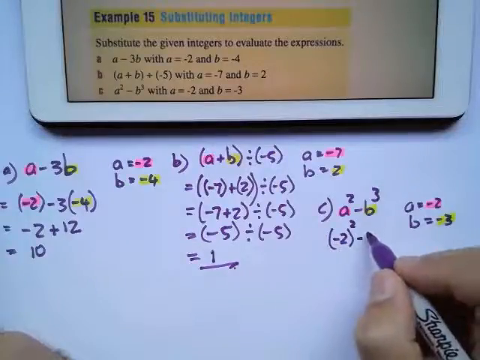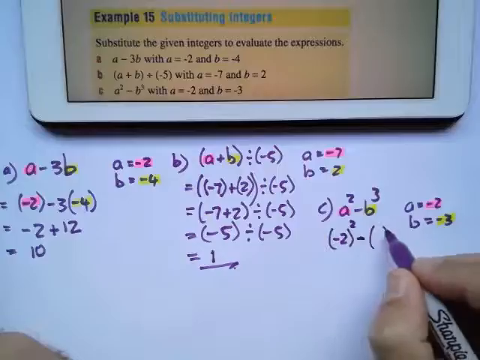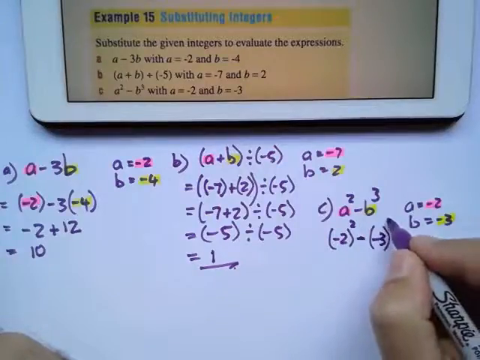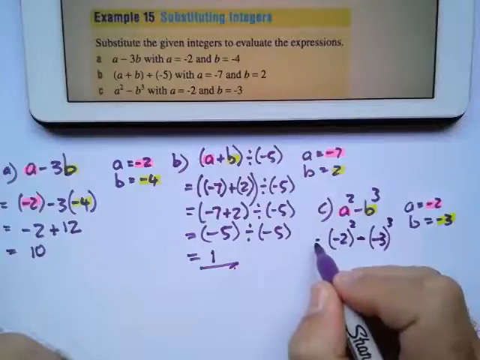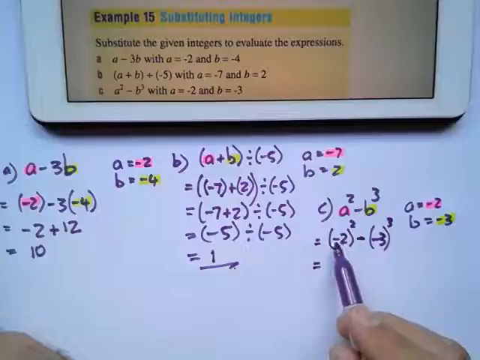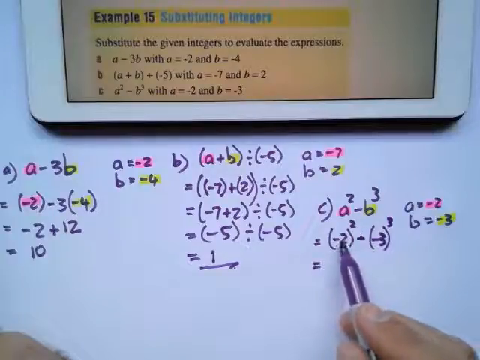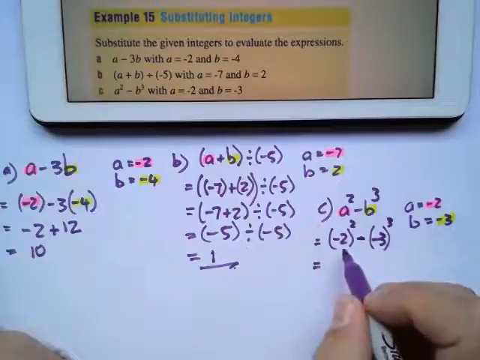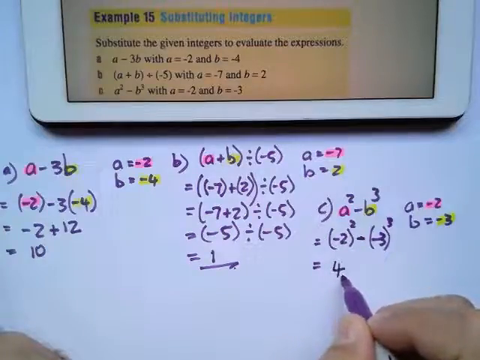Take away b. B is a bracket. What is b? B is negative 3, and that is cubed. So what I'm going to do now is say negative 2 times negative 2, and a negative times a negative is positive. 2 times 2 is 4.